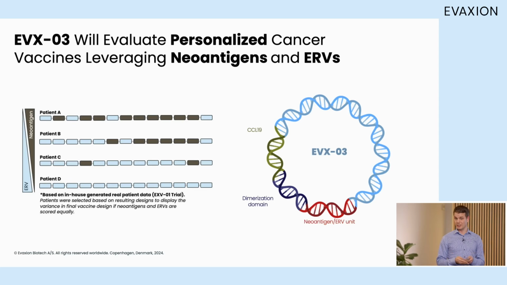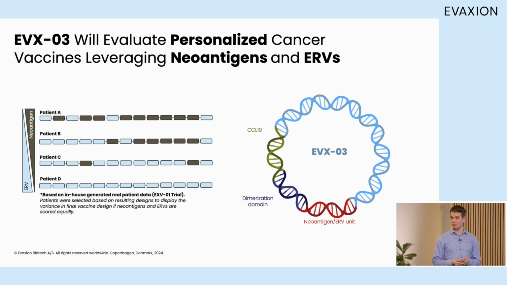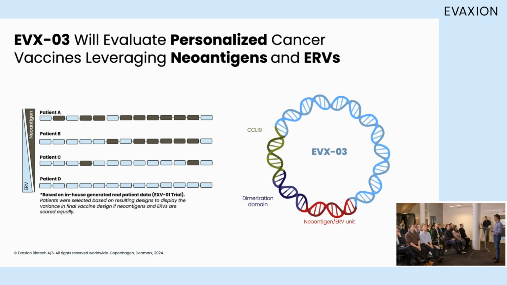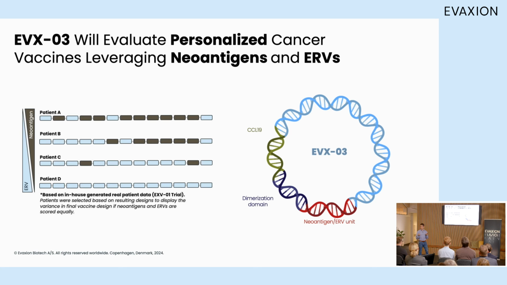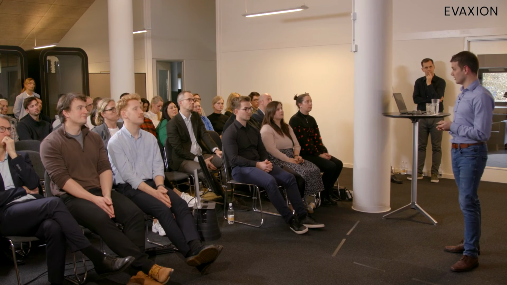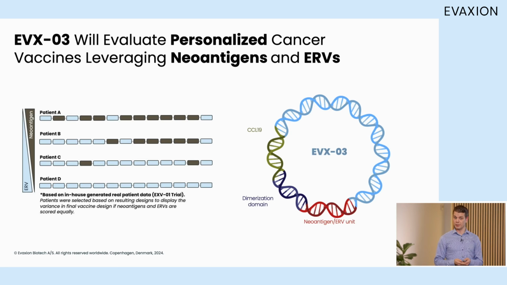Yeah, so now having established a proof of concept in the preclinic, we feel that we are ready to really test this out in a clinical setting. So that would basically be in a collaboration with a partner, the EVX-03 personalized trial. And this will be a trial where neoantigens and ERVs will be tested together. And it will be delivered using our in-house developed delivery technology, which is powered with a ABC targeting unit.